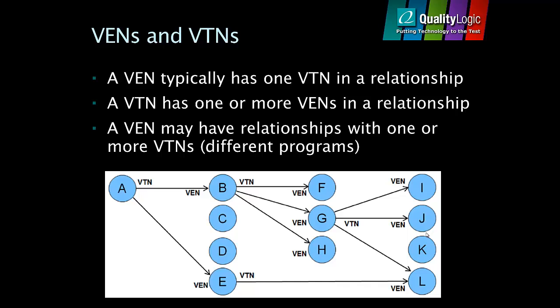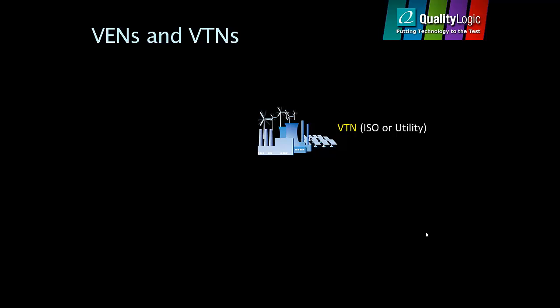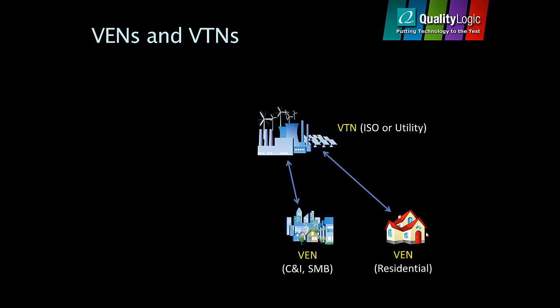Interactions between VTNs and VENs is a one-to-many relationship. As the diagram illustrates, a VTN may communicate with one or more parties playing the role of VENs, who in turn take on the role of the VTN to communicate with additional downstream resources playing the role of VENs. A typical interaction pattern would have the utility playing the role of VTN communicating with a residence or small business playing the role of VENs.